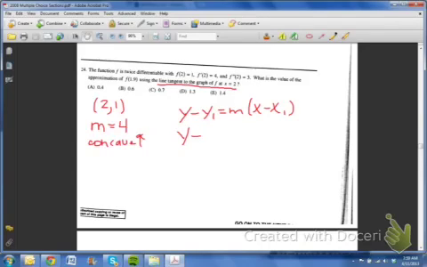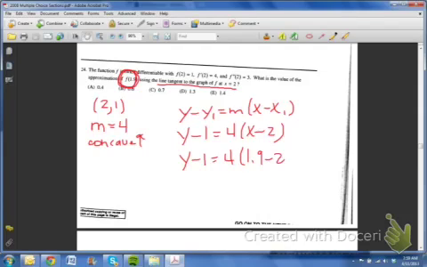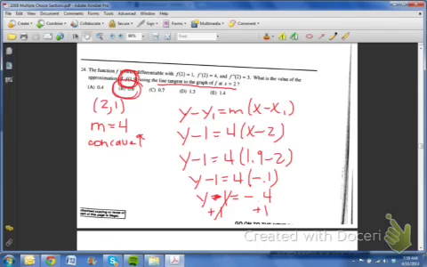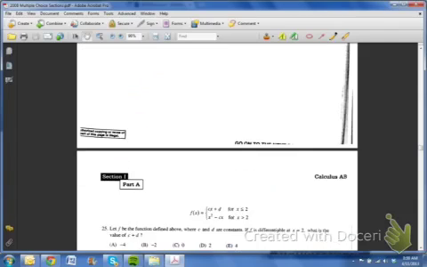So I'm going to have y minus 1 equals 4 times x minus 2. And then I'm going to use that to approximate this value. So I'm going to plug 1.9 in for x and see what I get. So I'm going to get 4 times negative 0.1. Whoops, y minus 1 equals negative 0.4. So y is 0.6. So B. All right, 25.